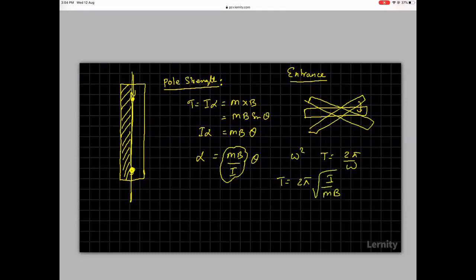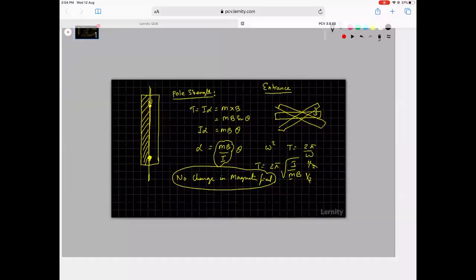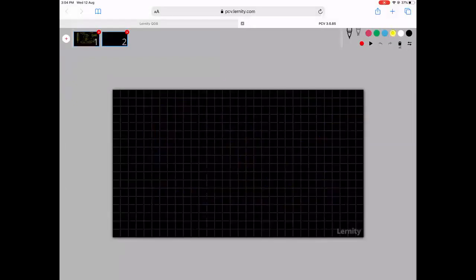Now when you split it into two halves, what happens is I becomes half because mass becomes half, L remains the same. Magnetic moment becomes half because polarity kind of becomes half. So half in the numerator and half in the denominator get cancelled, and there is no change in the time period. This is where we were last time, and I told you I'll explain more of this in the next class. So we go to the next session now, and in the next session we focus on this.